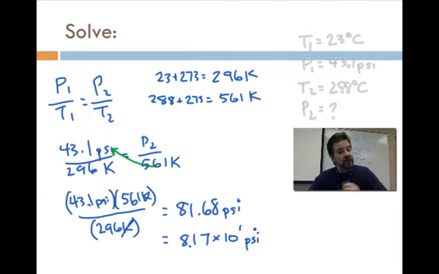I hope this helps you understand Gay-Lussac's Law a little bit better. Just a quick little summary here: pressure and temperature are directly proportional to each other. As one goes up, the other one goes up as well.